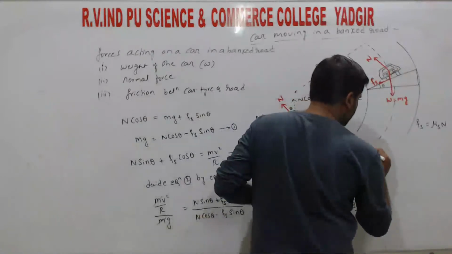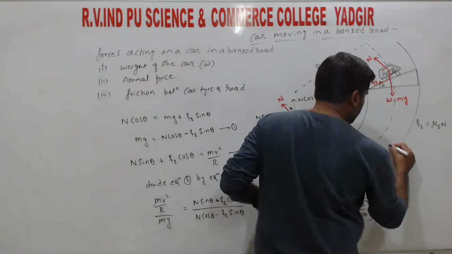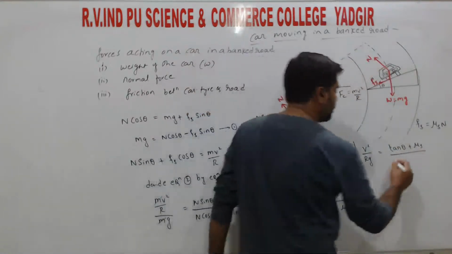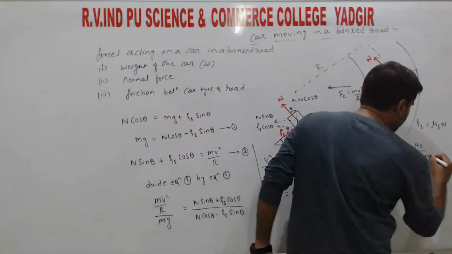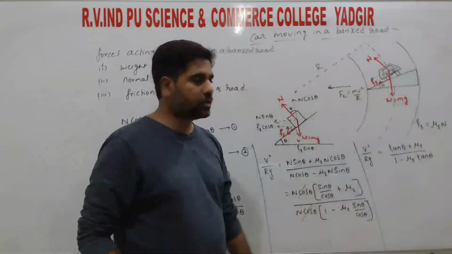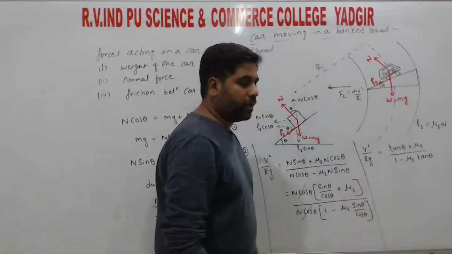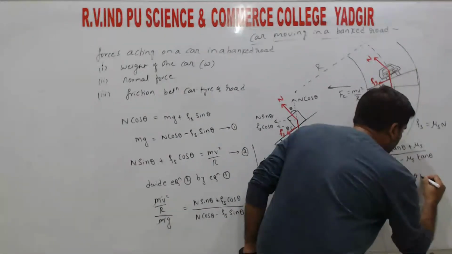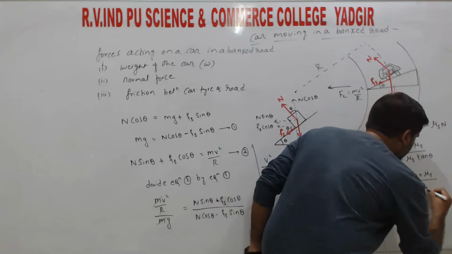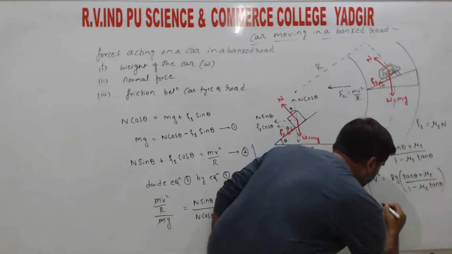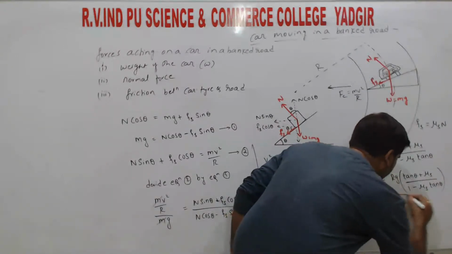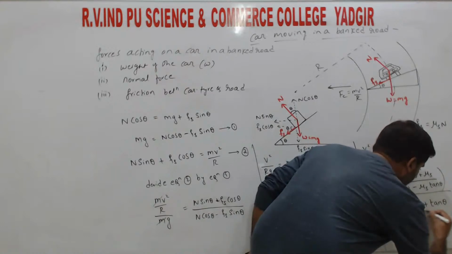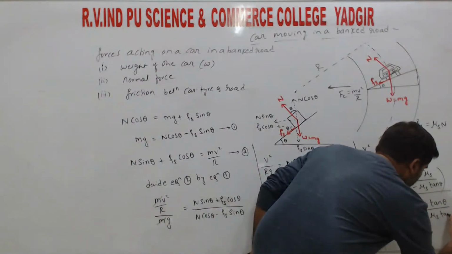So keeping the LHS as is, v square divided by rg is equal to tan theta plus mu s divided by 1 minus mu s tan theta. So we need the speed v. Shifting rg to the RHS, v square is equal to rg into tan theta plus mu s by 1 minus mu s tan theta. So v is equal to the square root of rg into mu s plus tan theta divided by 1 minus mu s tan theta.